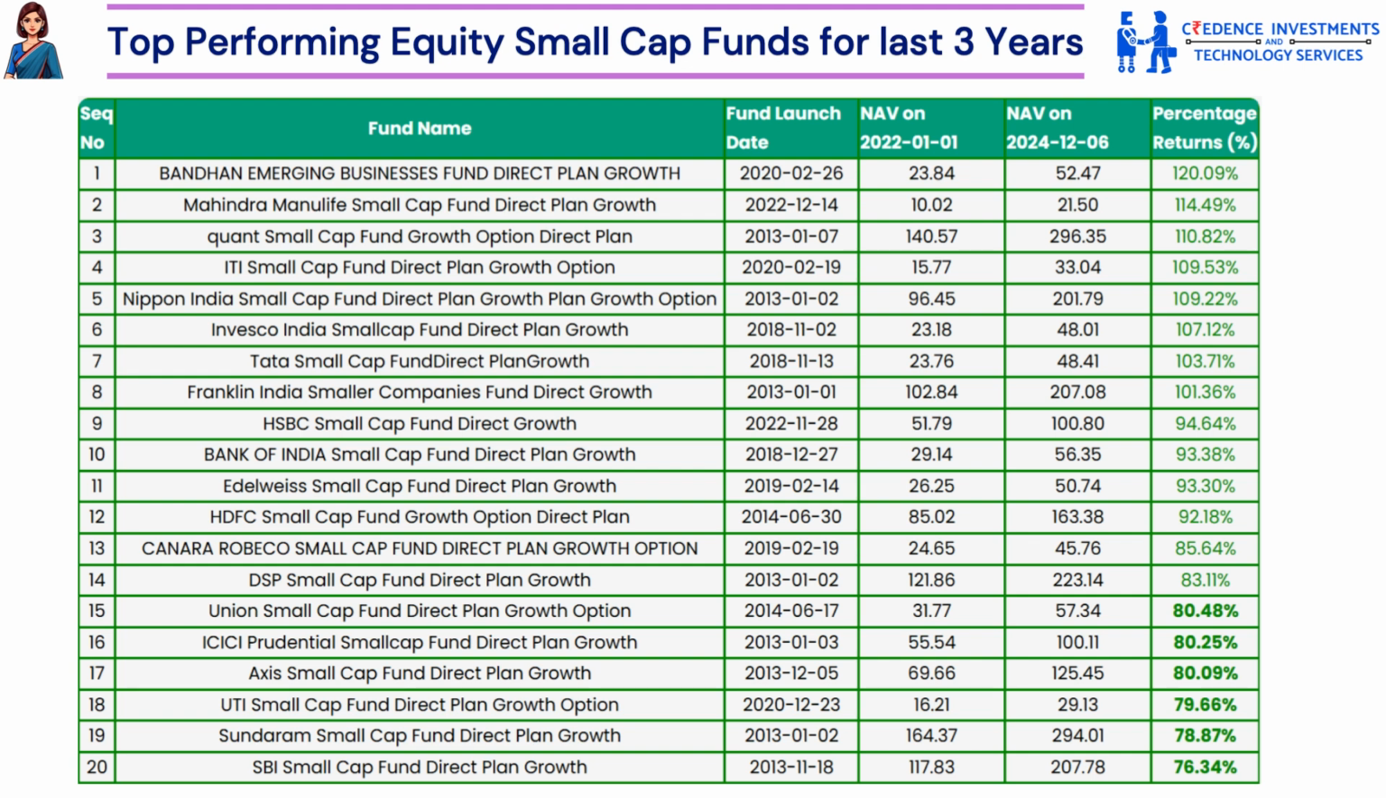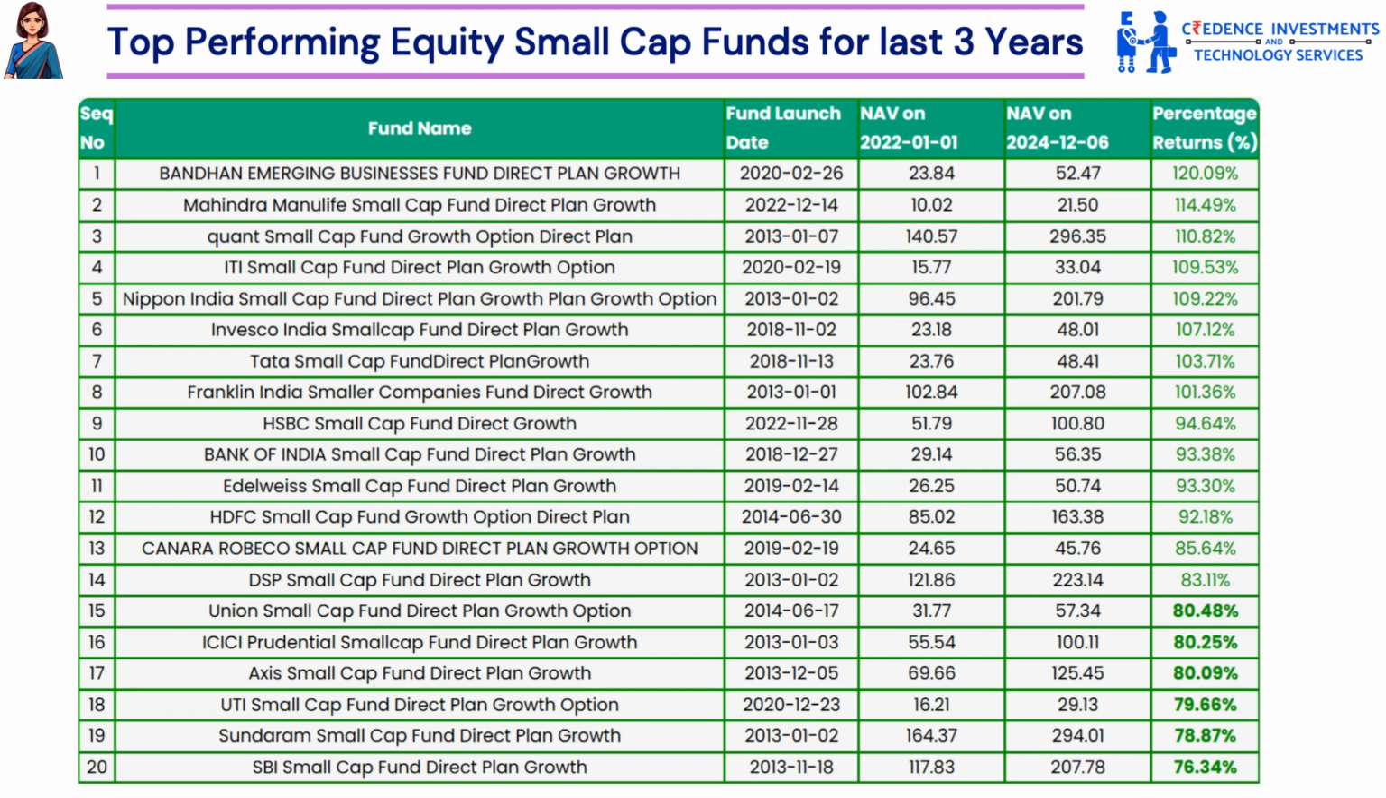1. Bandhan Emerging Businesses Fund Direct Plan Growth, 120.09%. 2. Mahindra Manulife Small Cap Fund Direct Plan Growth, 114.49%. 3. Quant Small Cap Fund Growth Option Direct Plan, 110.82%. 4. ITI Small Cap Fund Direct Plan Growth Option, 109.53%. 5. Nippon India Small Cap Fund Direct Plan Growth Option, 109.22%.